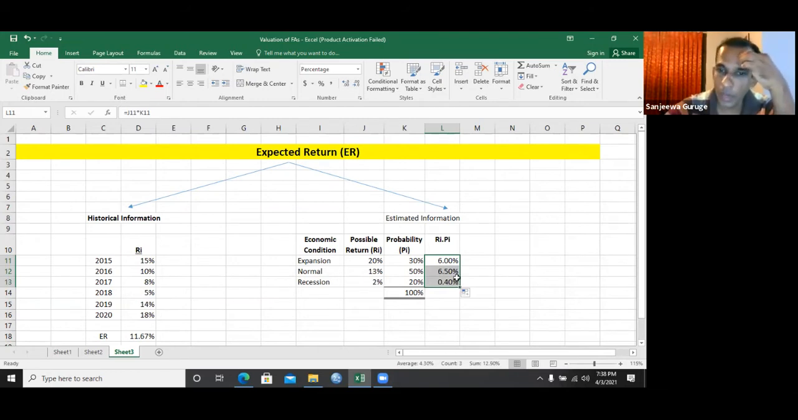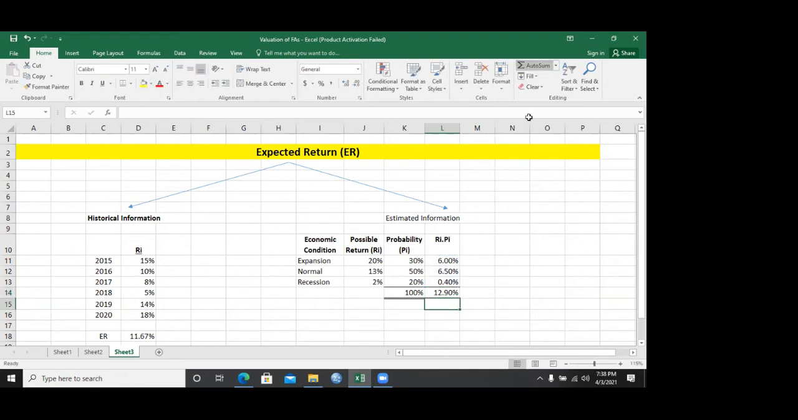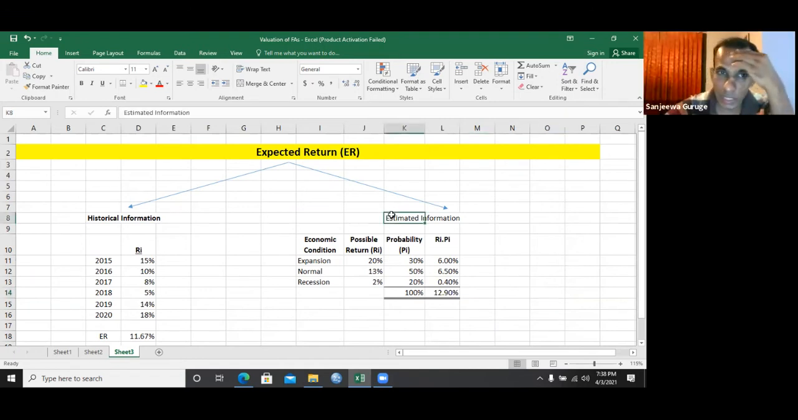And then when you get the total of this, this is the possible return, and this is the probability of getting that return. When you multiply possible return and probability, you can get the total. So the total is the expected return. So expected return is 12.9%. Is that clear? So we can calculate the expected return using the historical information or estimated information.